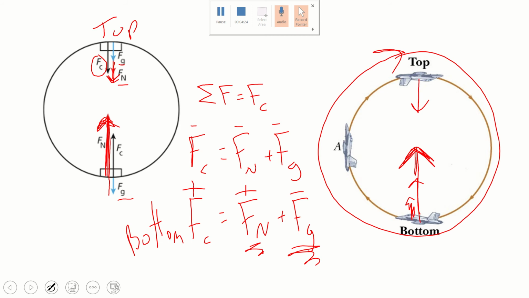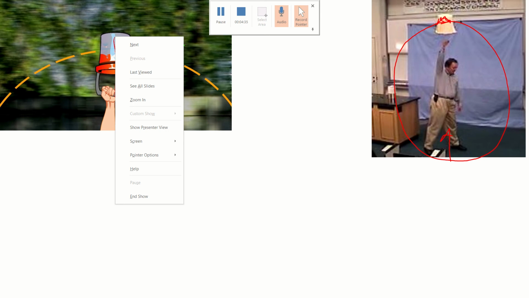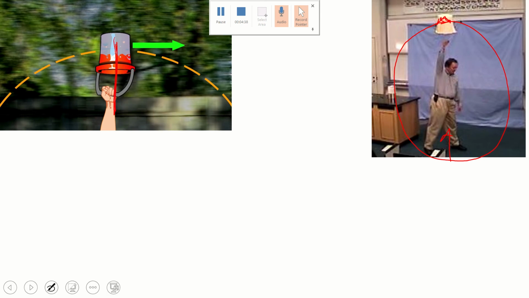We feel heavier at the bottom, and again, if you try to simulate this, like on a roller coaster or something like that, that should not come as a surprise to you. Okay, so at the bottom here, the bottom of this bucket is pushing this water inward.